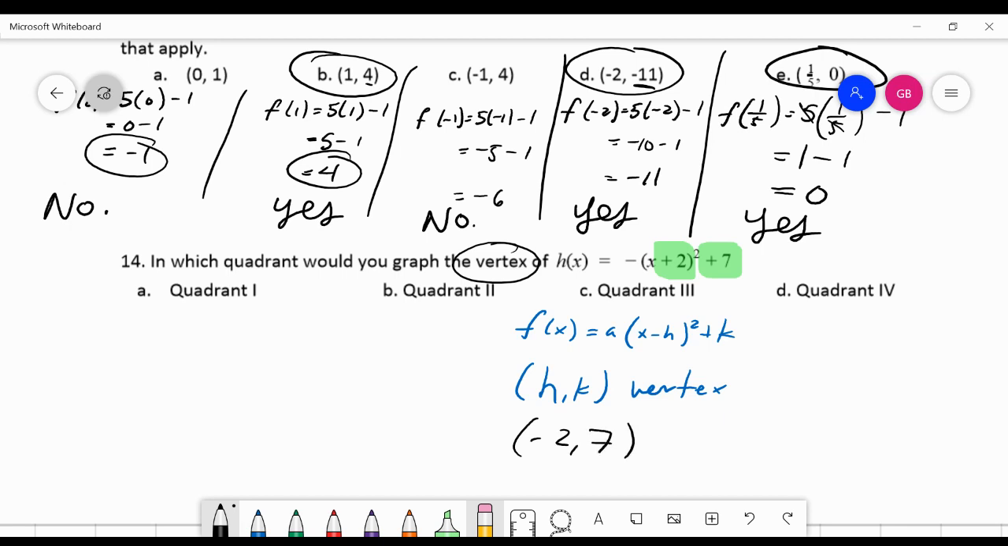So basically the question is asking in which quadrant is negative 2, 7? I know negative 2, 7 is here. Now you just have to remember which quadrant it is. Remember the names of the quadrants go like this. You start on the upper right, it's 1, 2, 3, 4. So it's going to be quadrant 2.